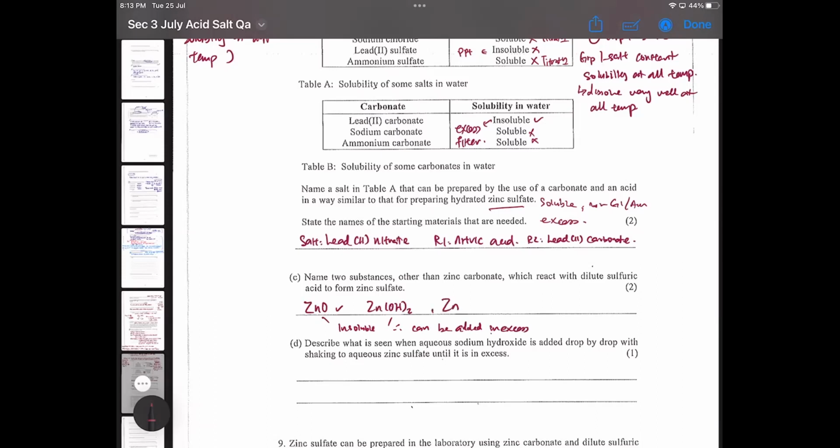And same thing, zinc metal is fine. Zinc metal does react, and also it is insoluble, so it can be added in excess. So these are the ones that we can go for. The excess method for zinc works for all of them.